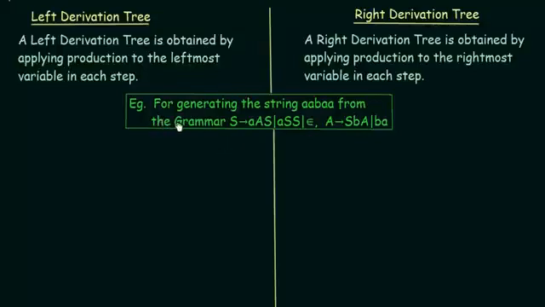So here we have an example which says, for generating the string AABAA from the grammar, S gives AAS and also ASS and also epsilon, and A gives SBA and also BA. So we have a grammar given here. This is the production of this grammar, and we want to generate the string AABAA from it. So let us see how we can make the derivation tree for this. First let us make the left derivation tree, and after that we will make the right derivation tree. Okay, so we start with the starting symbol, which will be the root vertex.